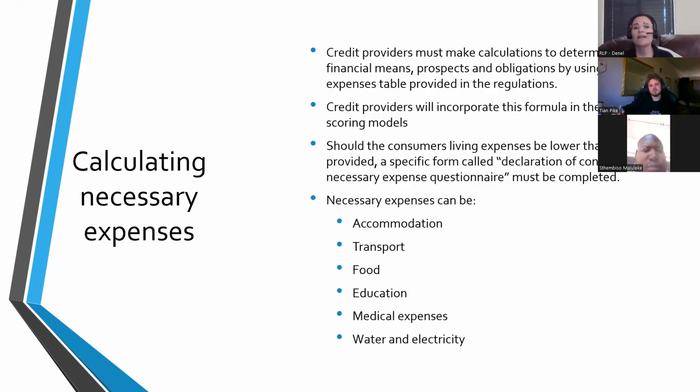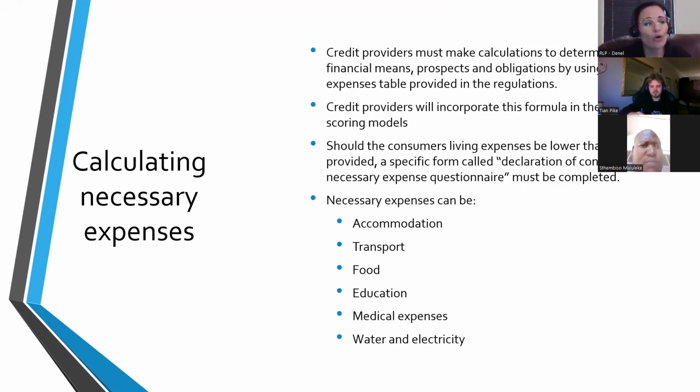So now they calculate the necessary expenses of the consumer. So the credit provider must make a calculation to determine a client's financial means, prospects, and obligations by using the minimum expense table provided for in regulation. Guys, I want you to pay attention. I'm going to give you 2 marks now, okay? Which in, I think the next slide or 2, you're going to have to explain to me, okay?